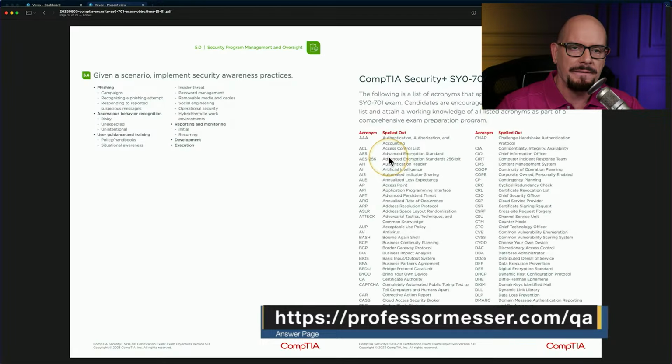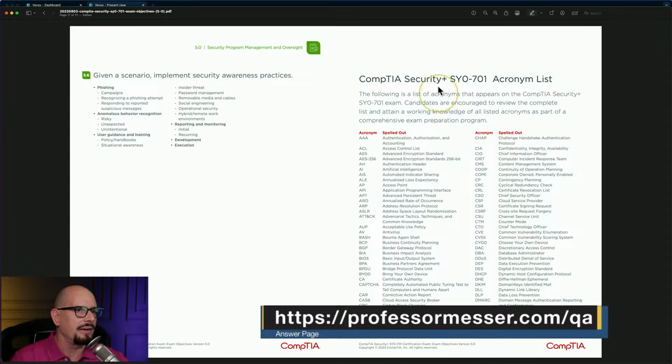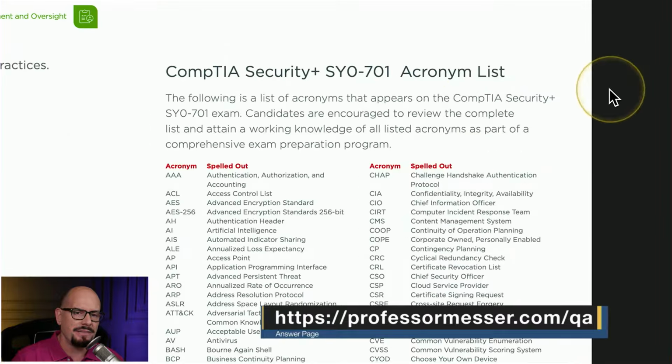In the back of the objectives is a list that says, let me move my big head out of the way. There it is. CompTIA Security Plus 701 acronym list. The following is a list of acronyms that appears in the CompTIA Security Plus SY0-701 exam. That's not exactly true, but it's close enough. It's close enough to a list that appears on the exam. Candidates are encouraged to review the complete list and attain a working knowledge of all listed acronyms as part of a comprehensive exam preparation program.